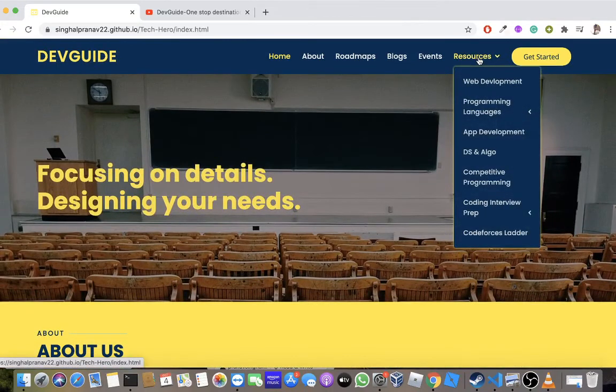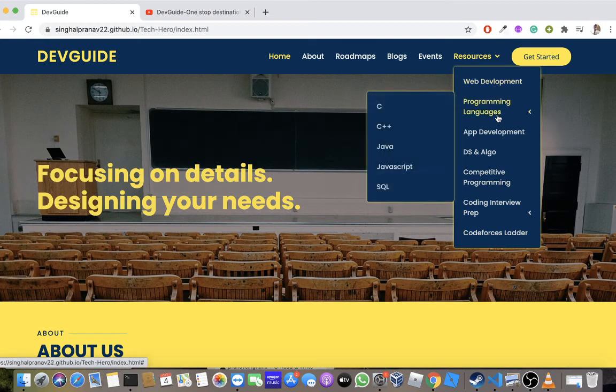Here we have put a resources tab in which you can find resources for all of the things that you can do in development. All these resources have been put there after rigorous discussion and our experience in the field of development till now.